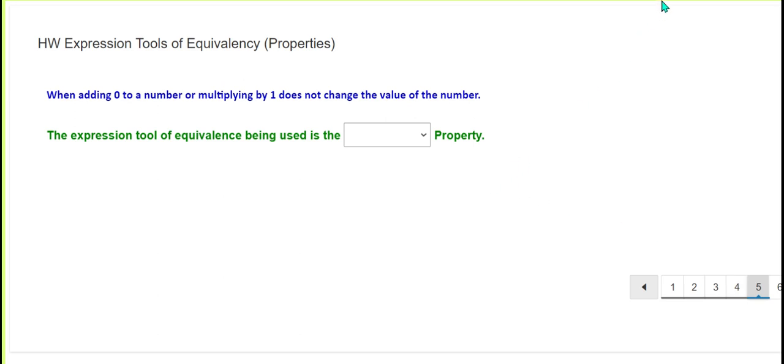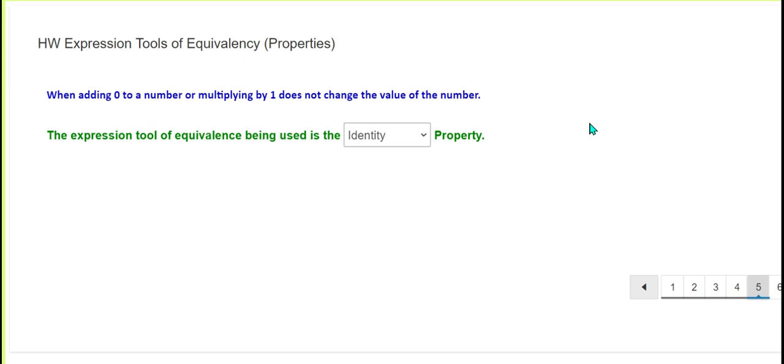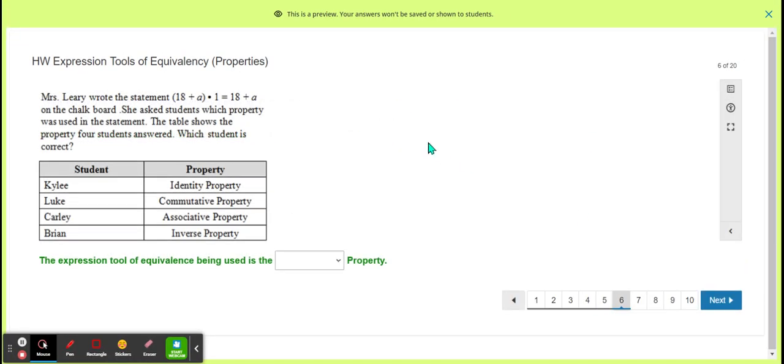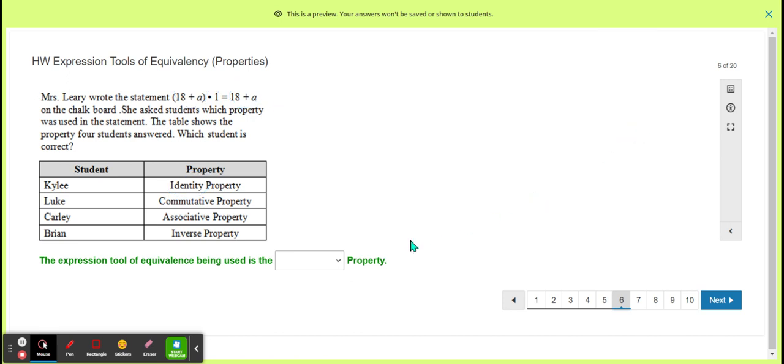Number 5, when you add 0 or you multiply by 1, it does not change the value. For example, 5 plus 0 is still 5, and 5 times 1 is still 5. That is part of the identity property. Multiplying by 1 does not change the outcome. You can write an equivalent expression, and that does not change the identity of what you started with. So that is our identity property.